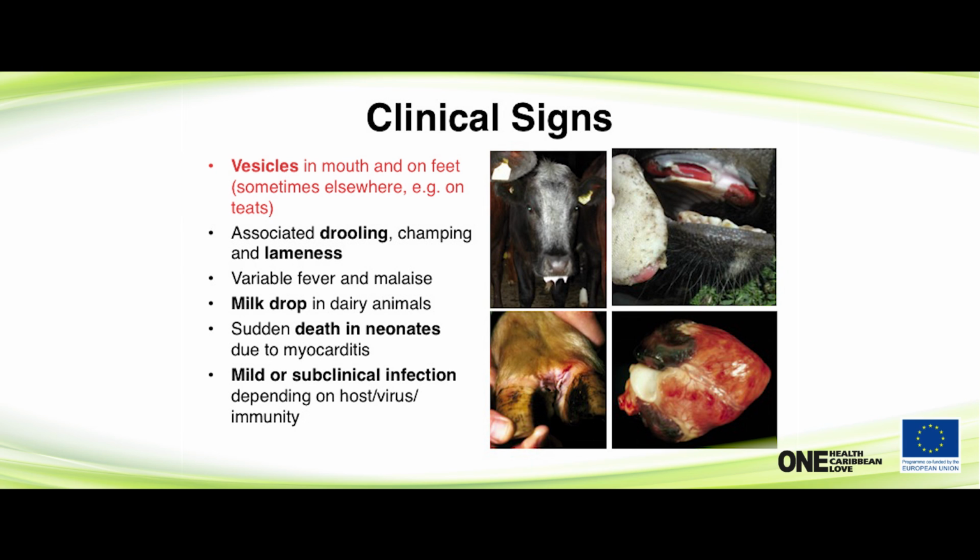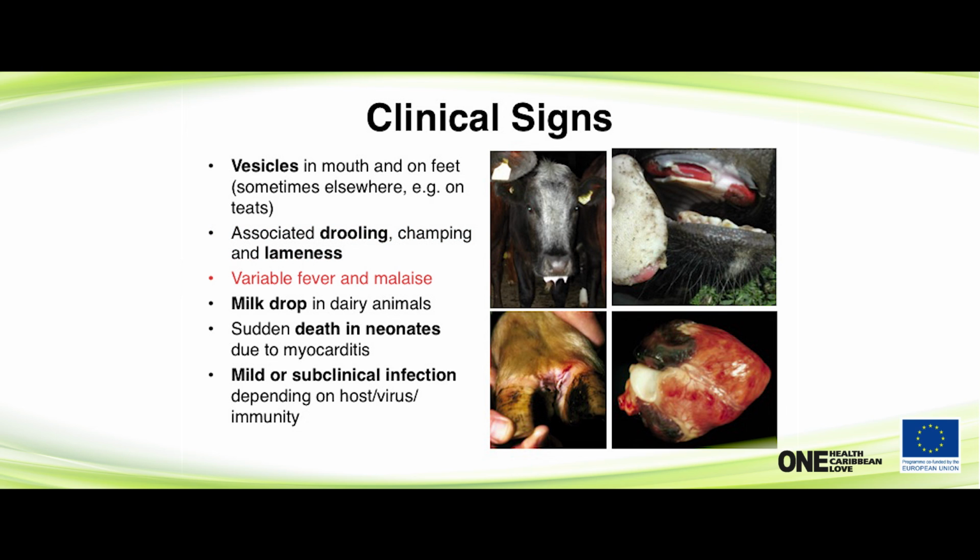So the clinical signs of foot and mouth disease are relatively straightforward. It's a vesicular disease and the main sign is actually vesicles. So you get these blisters that occur in the mouth and on the feet and sometimes elsewhere, particularly on the teats. And these rupture to give erosions which gradually heal over about a 10 to 14 day period. Associated with the acute signs of the development of the vesicles, you get drooling, champing of the teeth and lameness.